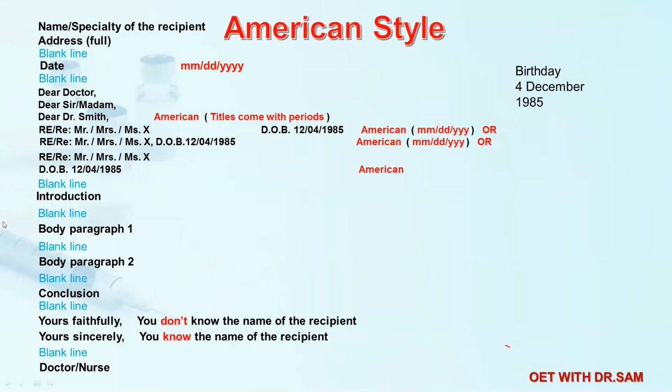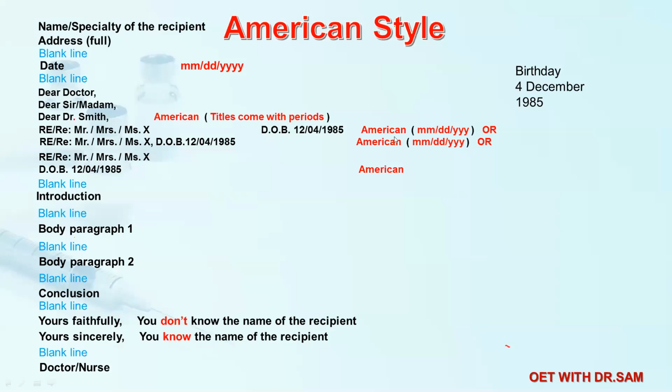This is again the date format, but in American English style alone, separating or removing the British style. In brief, this is the address, blank line, date in American, month, day, year, Dear Doctor, Dear Sir Madam, Dear Dr. Smith, with period here, because this is American. Titles come with periods. Regarding the subject, Mr., Mrs., Ms., X with periods again, because titles come with periods.